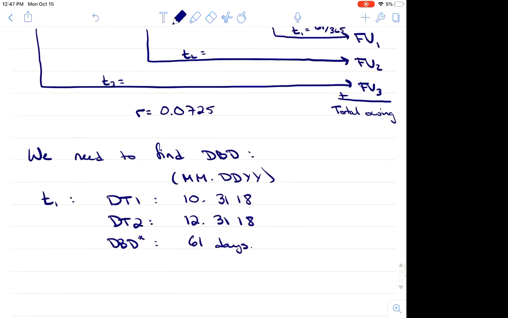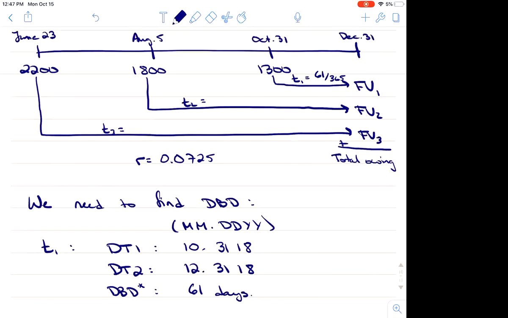So for next time, I want you to go through and just finish up this problem. Find the T2 and T3, the days between all those dates, and then find the future values, and we'll finish it up next day.